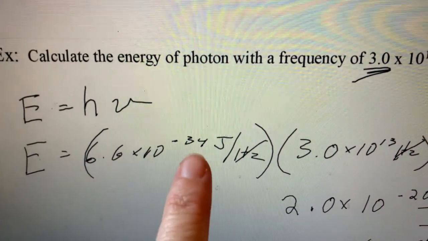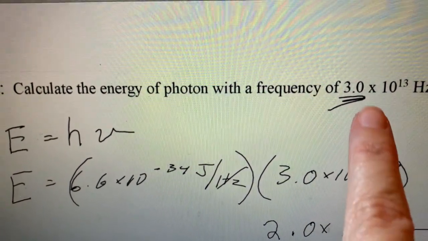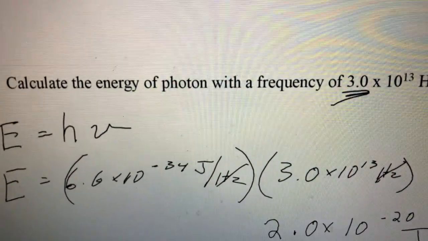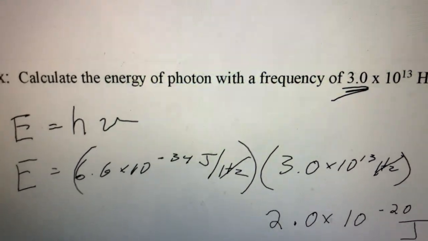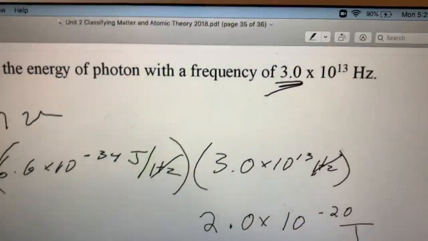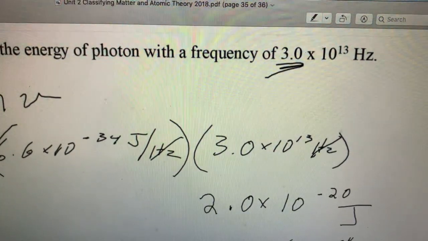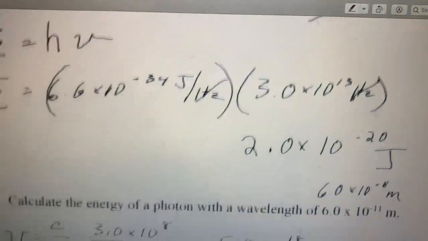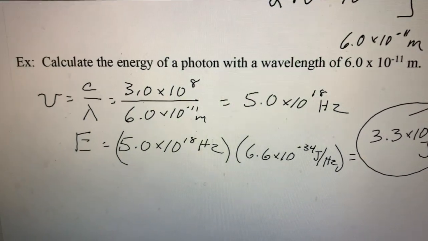I have 6.6 times 10 to the negative 34th joules per hertz times 3 times 10 to the 13th hertz. The hertz divide out. We're left with joules. All right, well, great. Joules is an energy measurement, so that's exactly what you want. So your answer should be about 2.0 times 10 to the negative 20th joules. All right, fantastic. So let's go on ahead. Feel free to pause here if you'd like to.